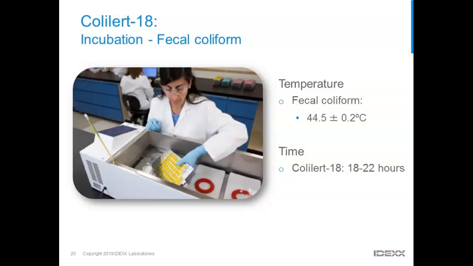Fecal coliform testing requires a very tight tolerance in order to get the appropriate result. If the temperature is below this range, so below 44.3, then the sample will become too cool and it will allow non-thermotolerant bacteria to grow, which could inflate your numbers. And if you're above 44.7, the temperature will be too high, which could reduce the counts by knocking out some of those thermotolerant bacteria because it will be too high even for them. So it's really important to maintain the 44.5 plus or minus 0.2 degrees when testing for fecal coliform.